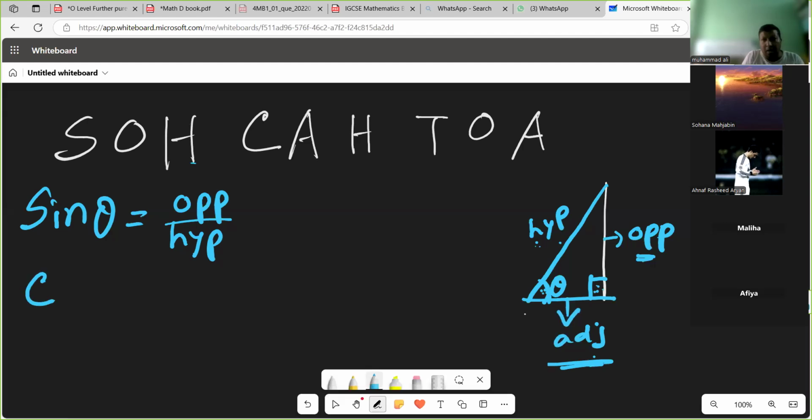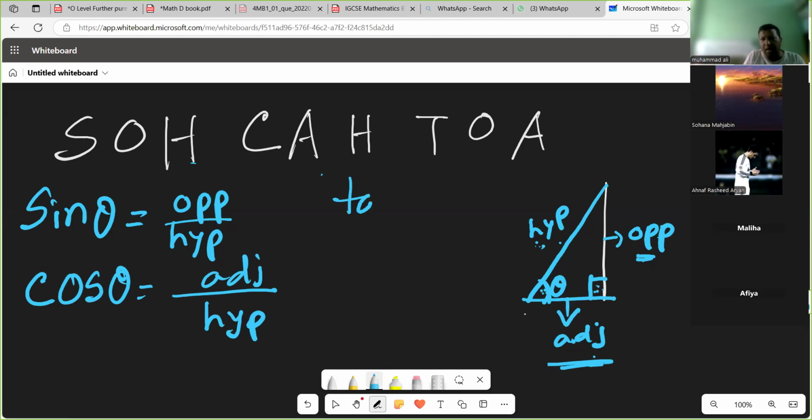SOHCAH, cos theta. Cos theta equals adjacent divided by hypotenuse, right? Yes, A means adjacent, H means hypotenuse. Adjacent by hypotenuse. And TOA: tan theta equals opposite by adjacent. So these three formulas we have to remember, right?